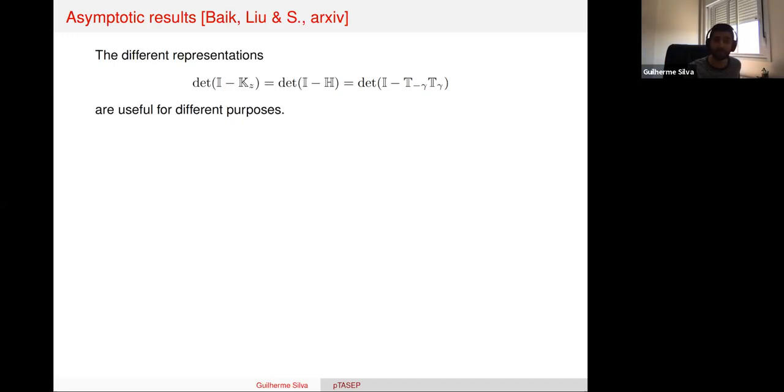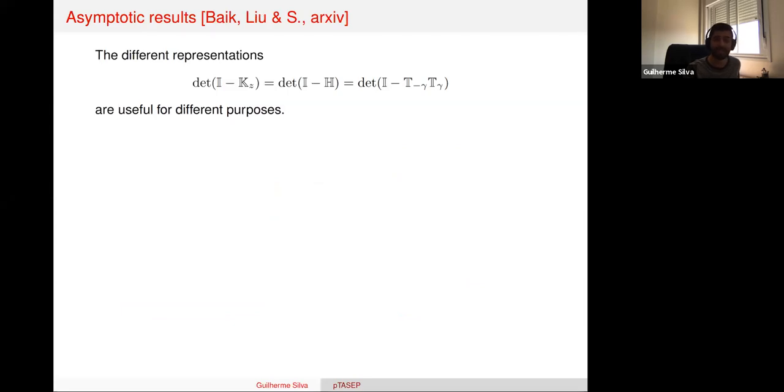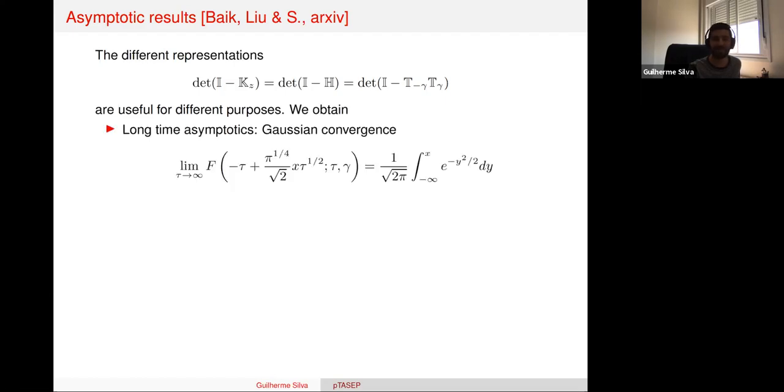Very briefly, moving towards the end, all those things that we discussed are very nice. They give very nice structural representations of the periodic TASEP, but the point is, what do you do with that? It's funny because we obtained several different representations for this threshold determinant that appears in the periodic TASEP. Different representations are useful for different purposes. One representation in terms of integrable operators, we obtain those PDE systems. The other representations, we use some of them to obtain, for instance, the convergence to Gaussian for a long time.